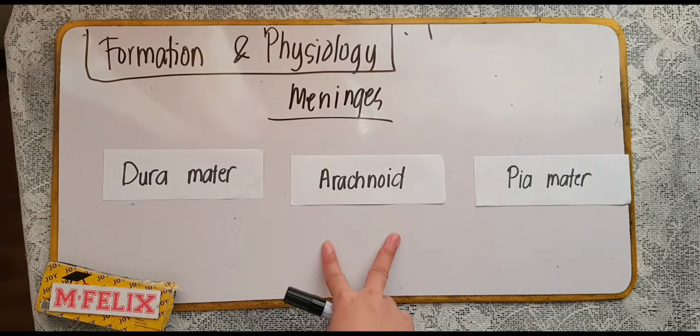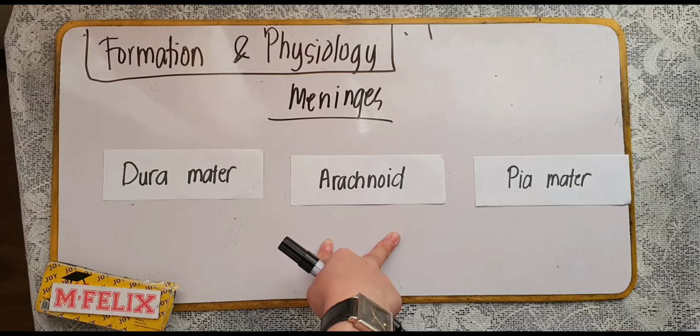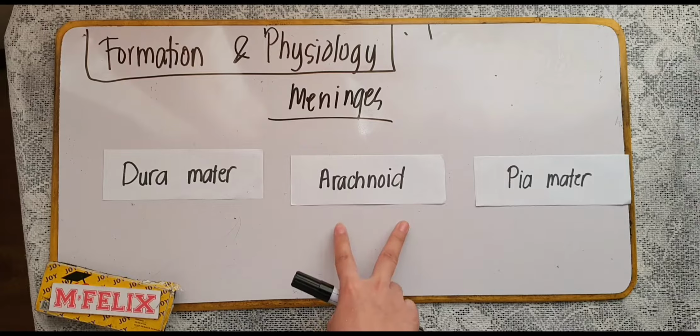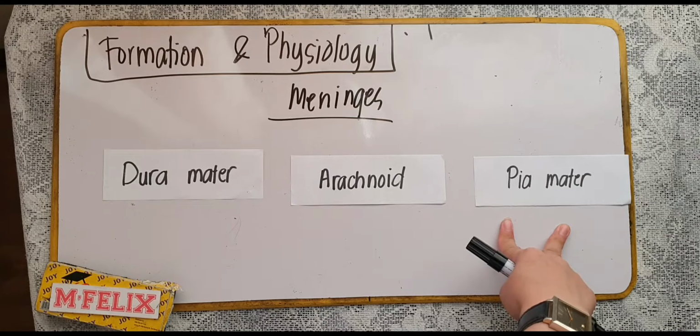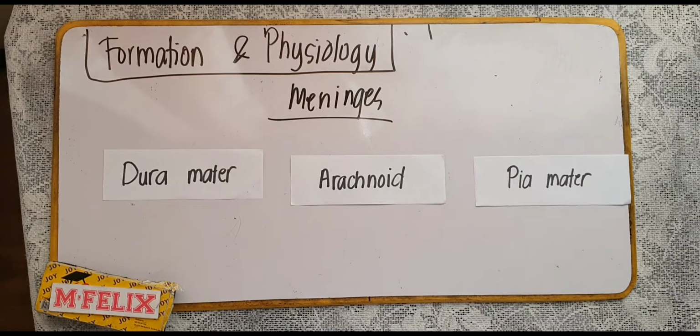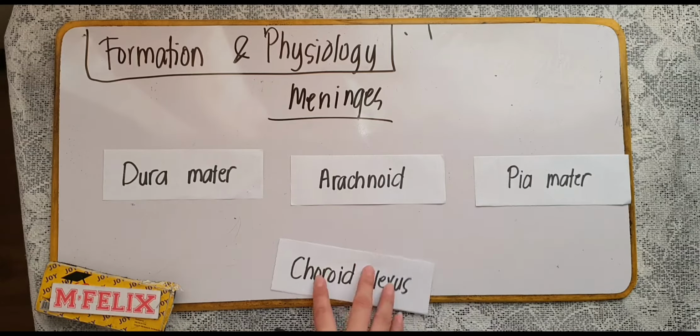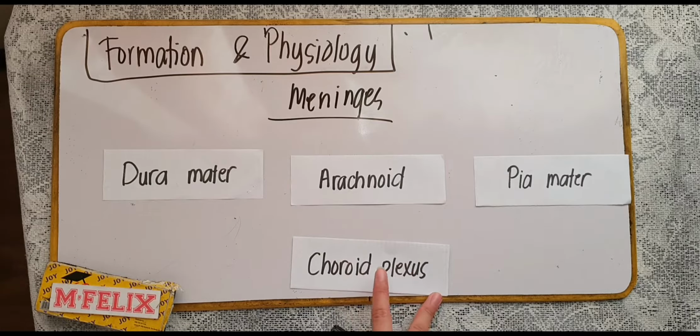Now, the arachnoid is filamentous. Sometimes we describe it as a spider-like structure, serving as the inner membrane. And then the pia mater is a thin membrane lining the surfaces of the brain and the spinal cord. Now, the CSF is produced in the choroid plexuses of the two lateral ventricles and the third and fourth ventricles.